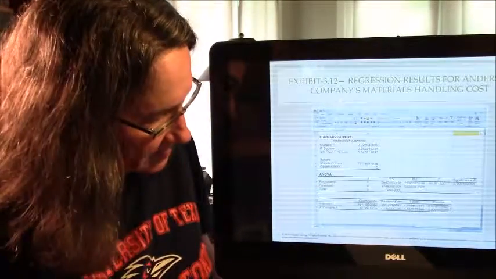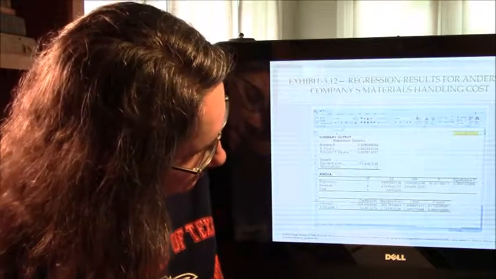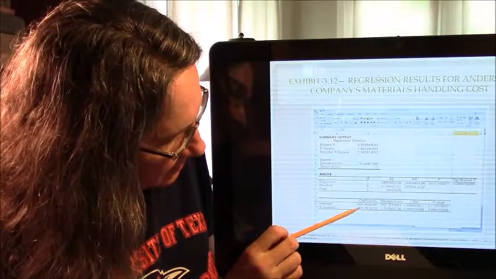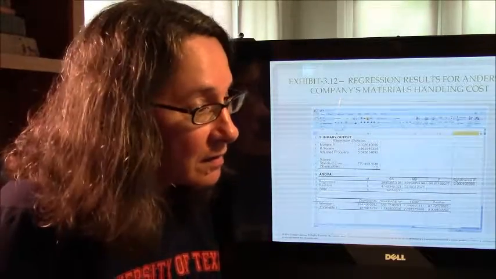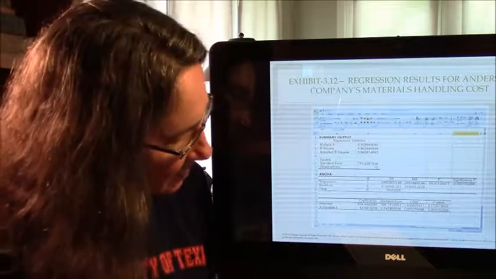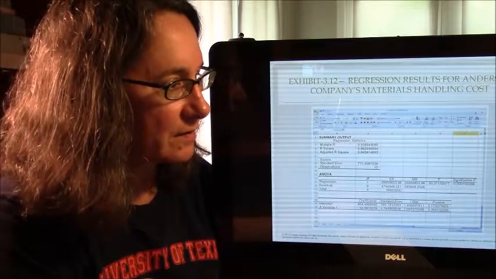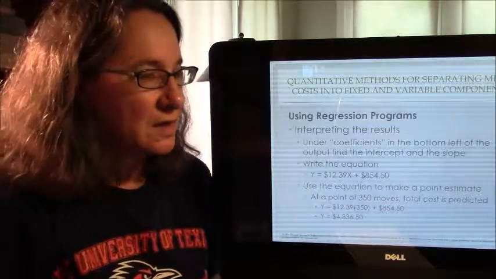All right, so what is my line? Well, here you go. There's my intercept, 854, and there's my slope, right? The x variable. All right, so this is my line. This is how I know my line. All right, so that's how you interpret that.